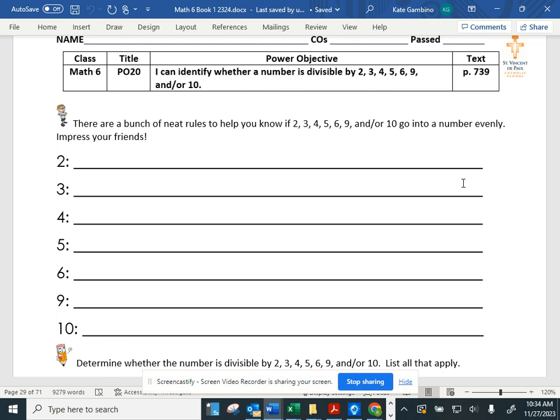All right, so let's look at PO20. On your help sheet, you would write PO20, and then you're going to actually write out all these rules from PO20. Rules on how to know if it's divisible by that number. Who can tell me what's the rule for 2? Layla.